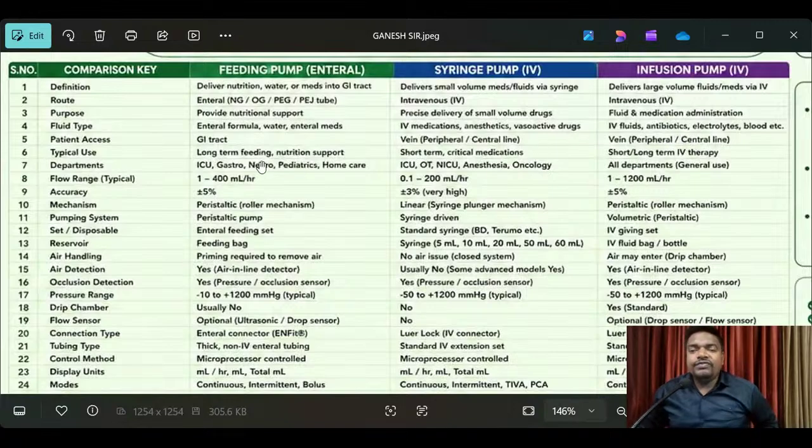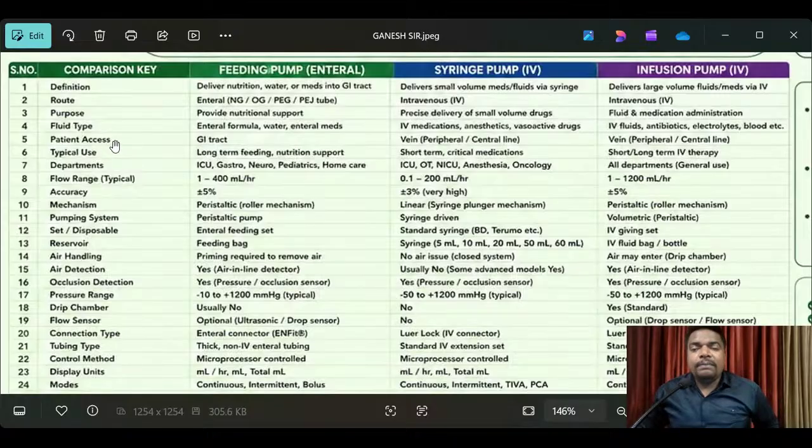Now, the fifth point. See here. I hope you are listening to my voice. Is my voice clear, my dear engineers? Take it seriously. Be professional. And come to the key comparison points here: patient access.